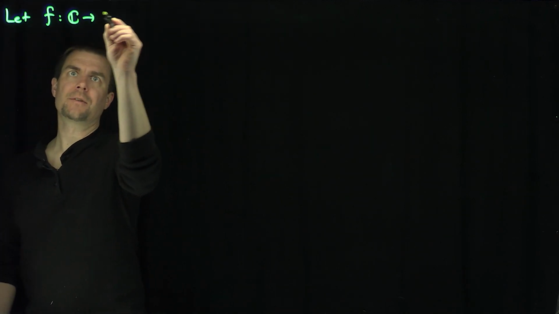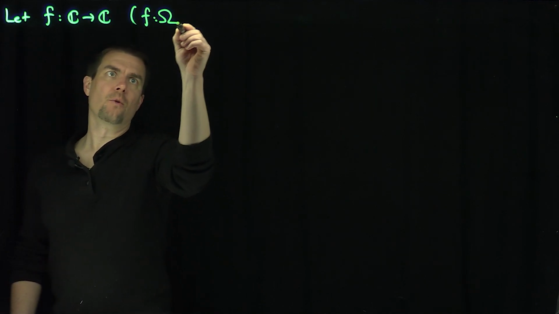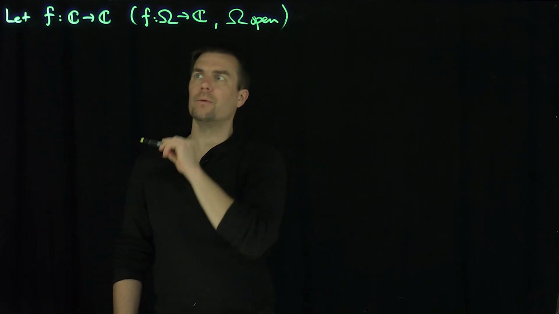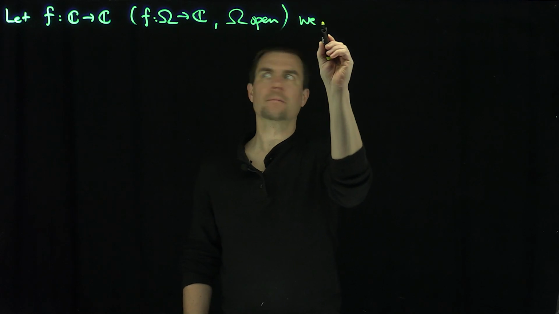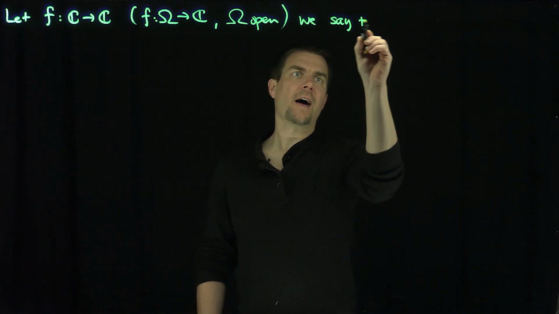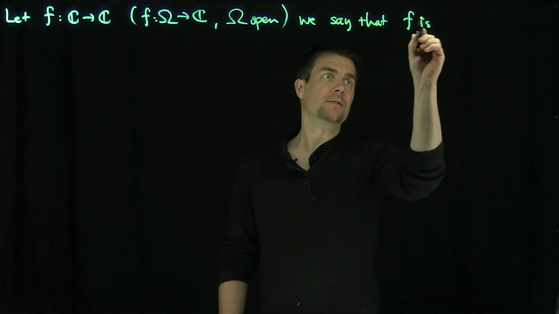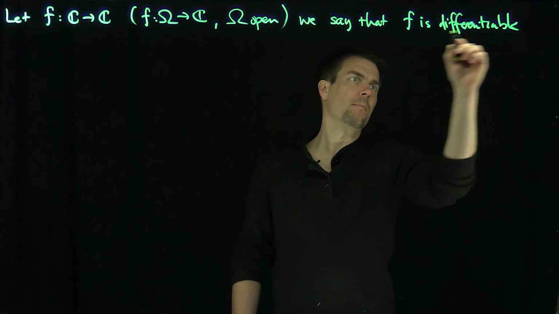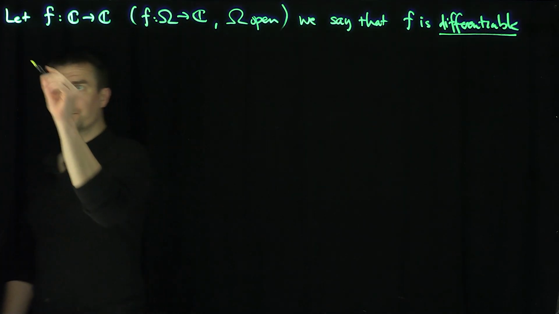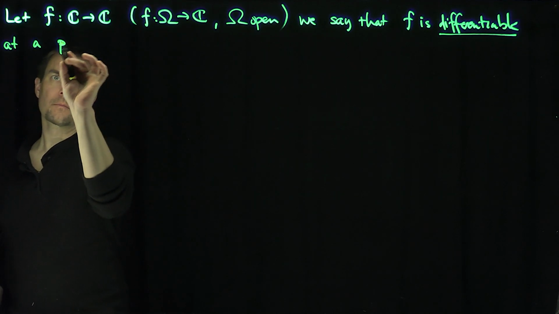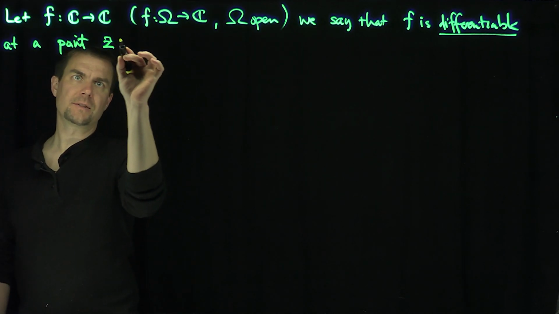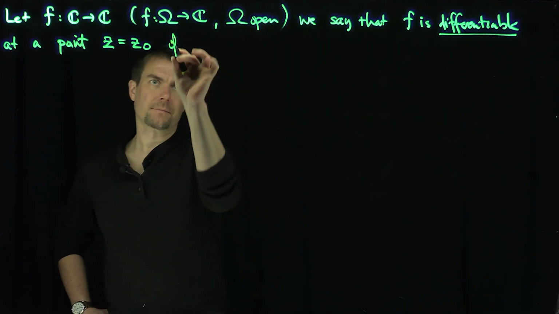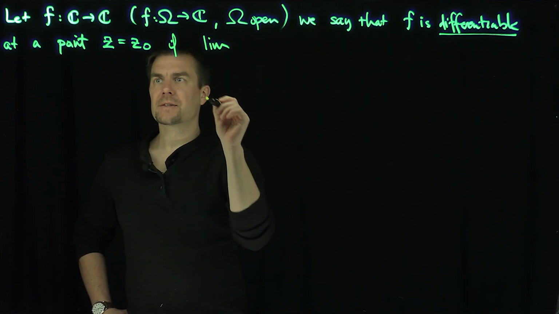Let f be a function from an open set omega in C to C. We say that f is differentiable at z equals z0 if the following limit exists: the limit as h approaches 0.